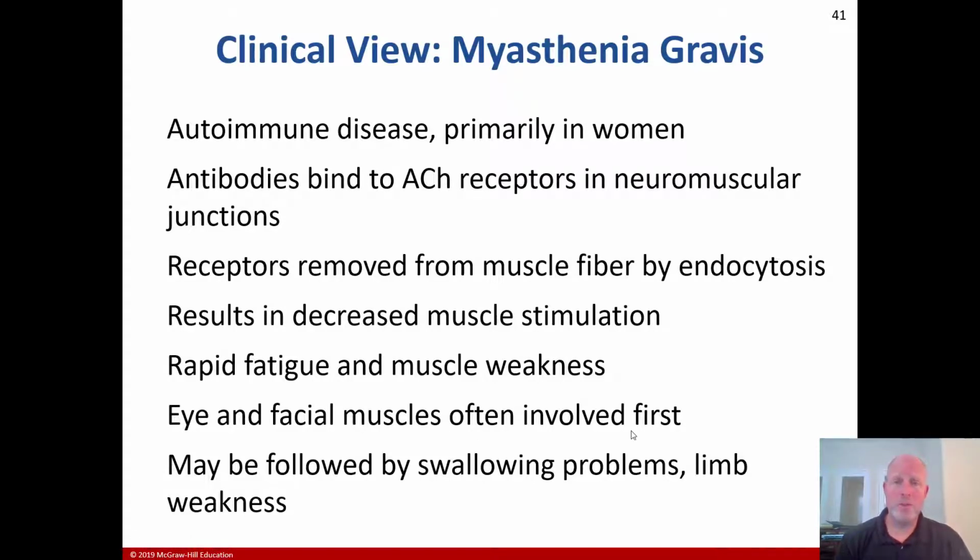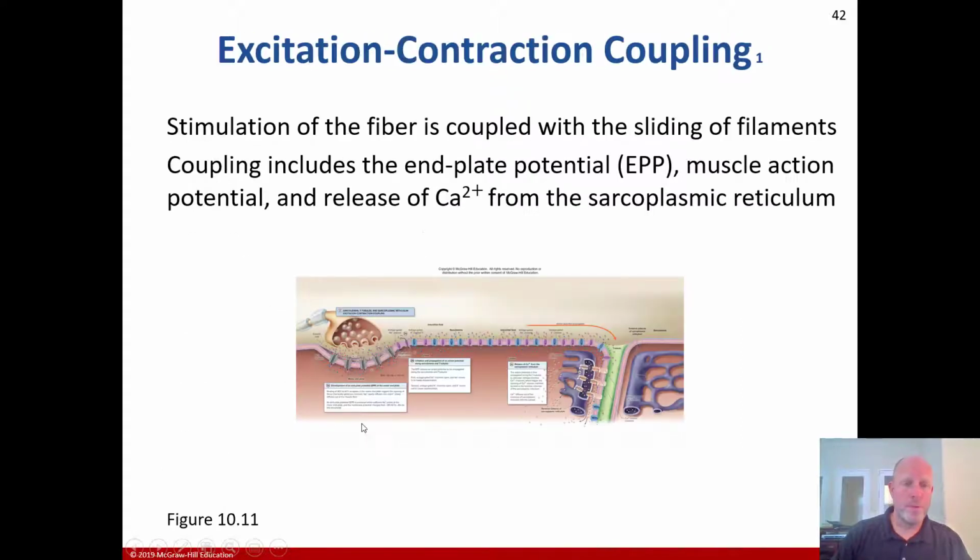Eye and facial muscles are often involved first, and it can be followed by swallowing problems and limb weakness. And like so many illnesses, ailments, diseases, disorders, and syndromes, there's always fatigue, weakness, and potentially some sort of pain. Certainly there's dysfunction, but the intricacy of all the functions is what makes it so challenging at times to figure out where the cause or the problem really lies, especially when it starts as something as simple as fatigue and weakness. But that being said, these are the indicative factors of myasthenia gravis.